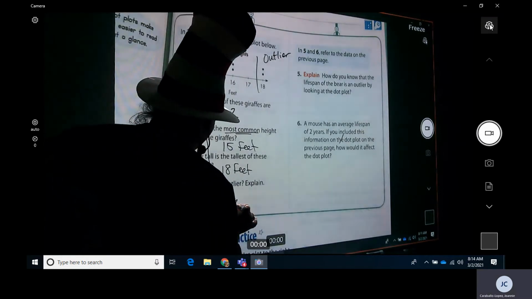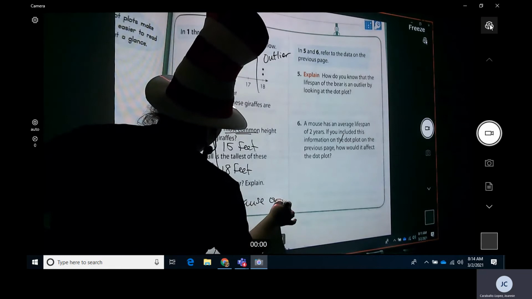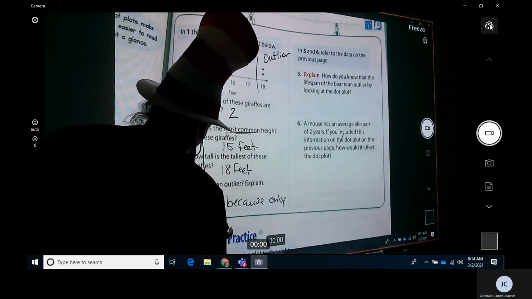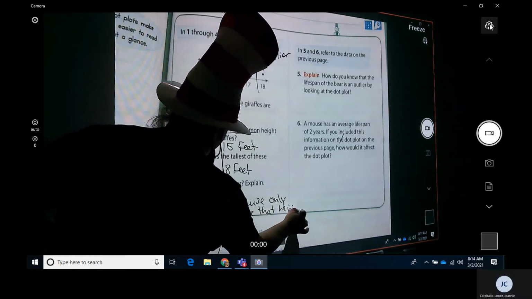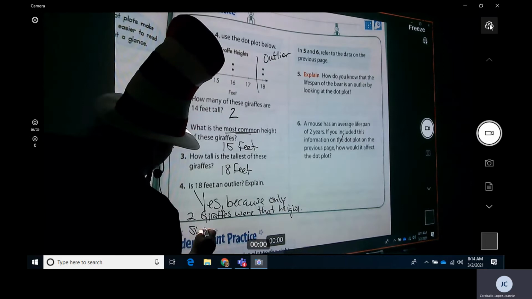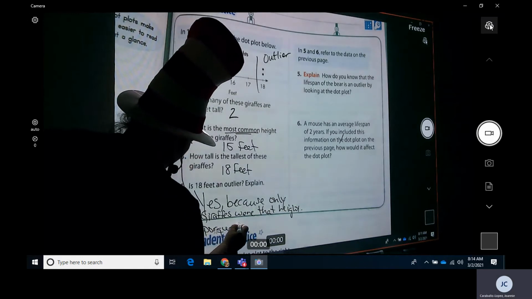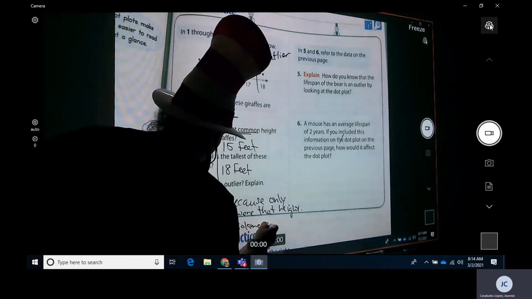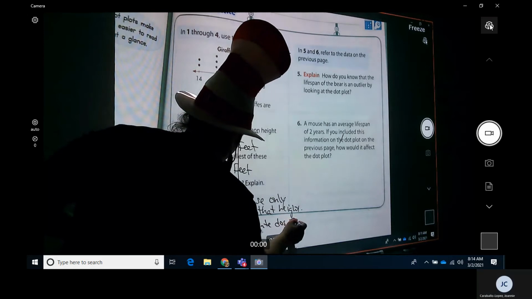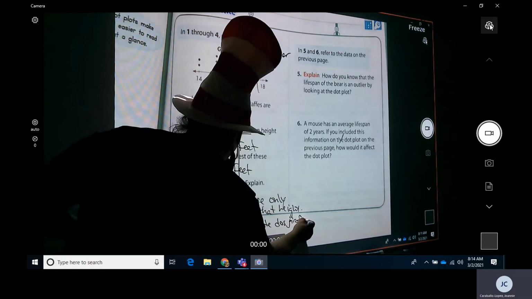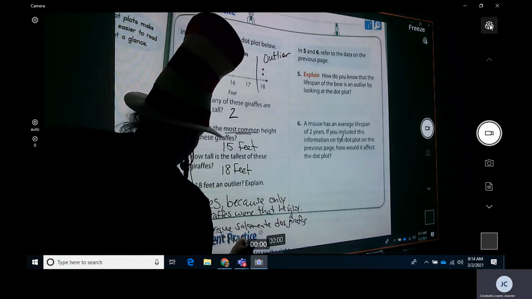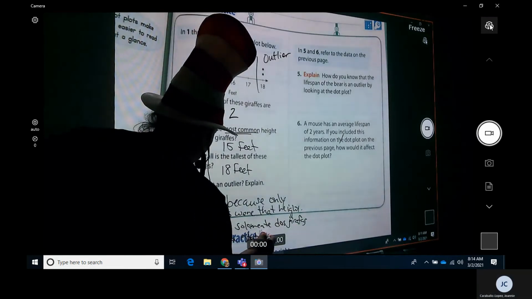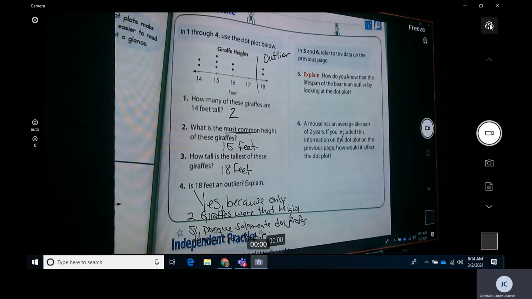Yes, because only 2 giraffes were that height. Y en español, sí, porque solamente 2 jirafas tenían esa estatura. Does that make sense? Yes.